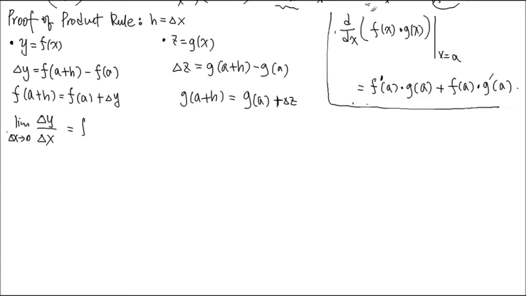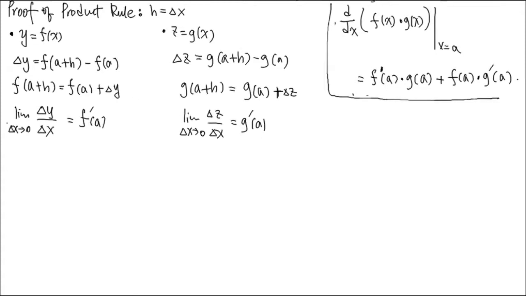So what is that? F prime of a, exactly. That's the convenient notation, f prime of a. But delta y and delta x show up. So the limit as delta x approaches 0 of delta z divided by delta x is known as g prime of a, the slope of the tangent line at a. Make sense? All right. So these were set up.